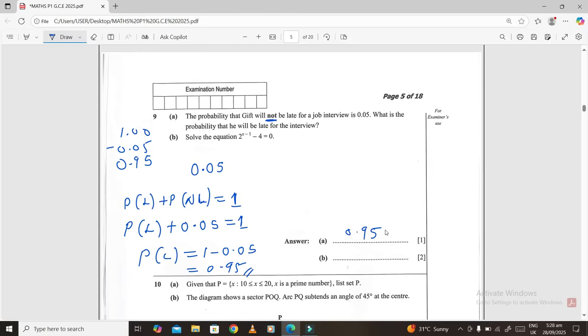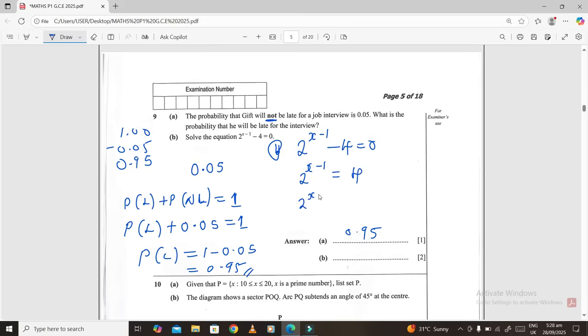0.995. That's the probability that gift won't be late. For question B, they've given us the equation, which is 2 power x minus 1 minus 2 power x minus 1 minus 4 is equal to 0. So this will be 2 power x minus 1 is equal to 4.